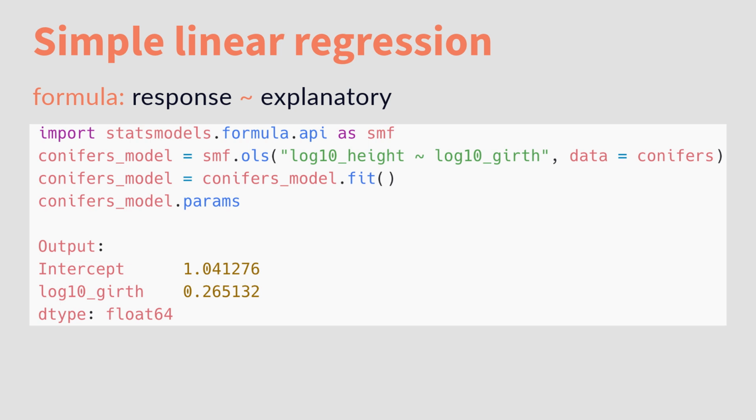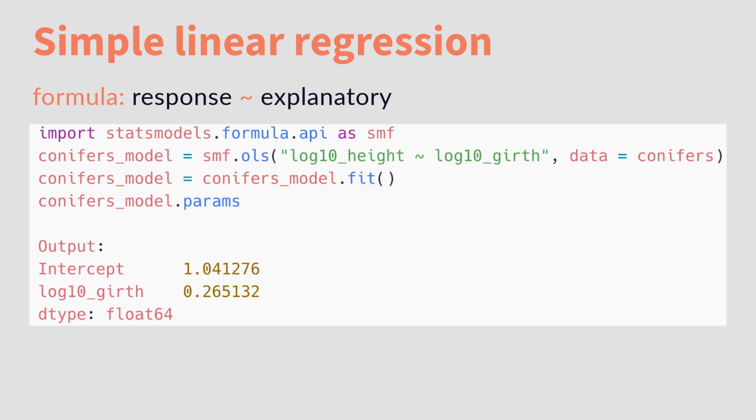OLS takes two arguments. The first argument is a formula where the response variable is written to the left of the tilde and the explanatory variable is written to the right. The data argument takes the data frame containing the variables. To fit the model, you can add the .fit method.